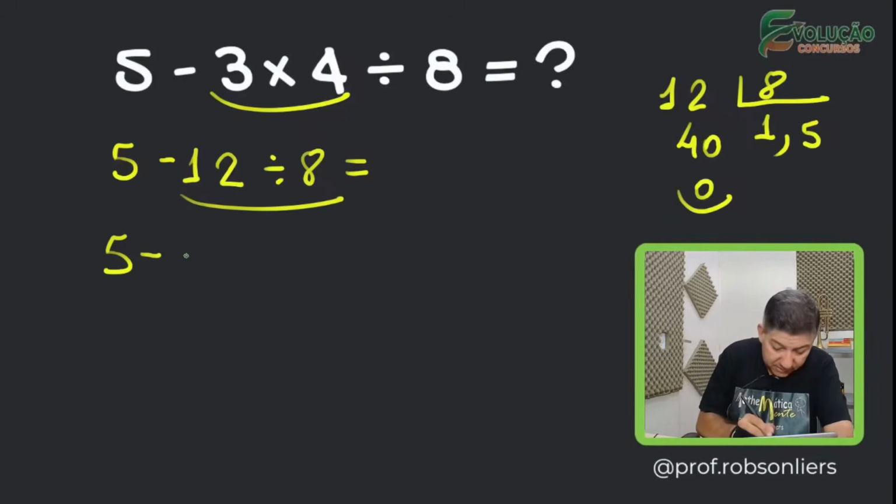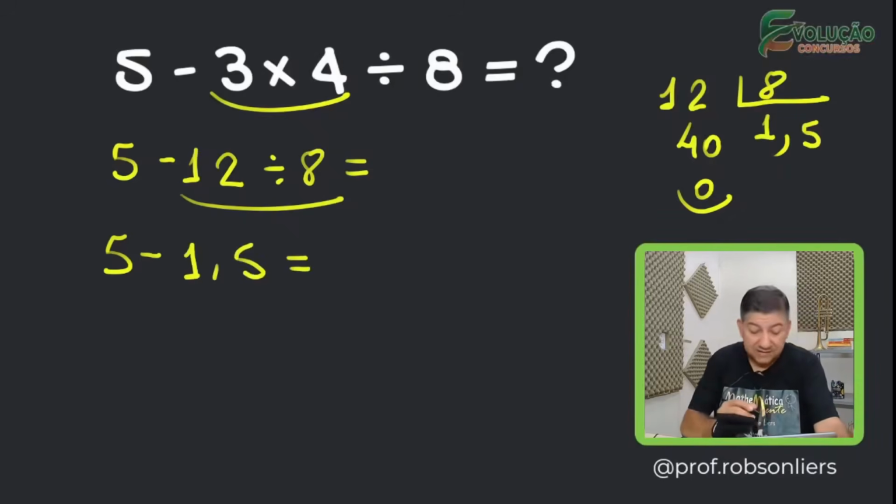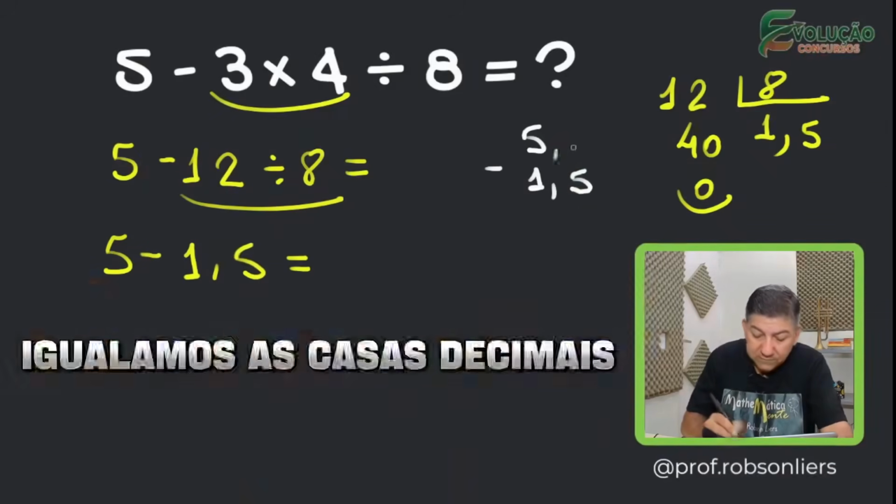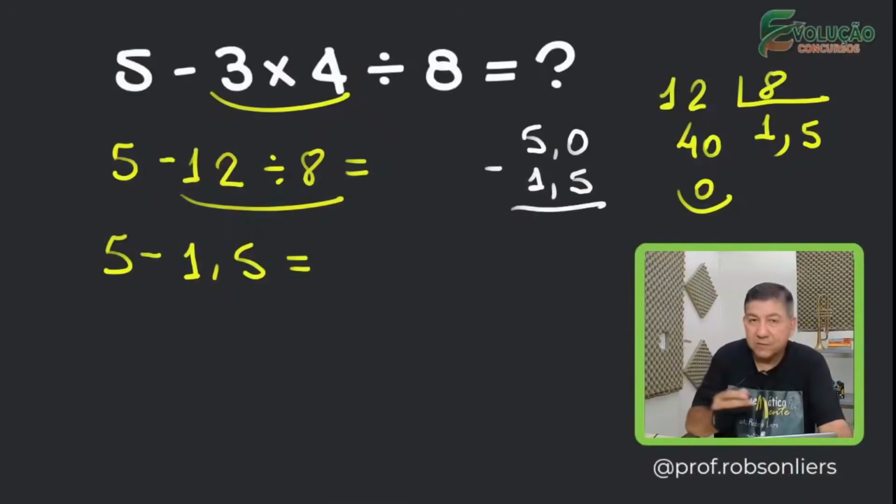So 5 minus 1.5. Now, people start to get nervous, they get butterflies in their stomach because they don't know how to do calculations with decimals. Calm down, everyone. Look, 5 minus 1.5. Let's solve it here. 5 minus 1.5. Since I have 5 here, which is a whole number, I'm going to add a decimal point and a 0 so we can do this subtraction. So, 5 is the same as 5.0.